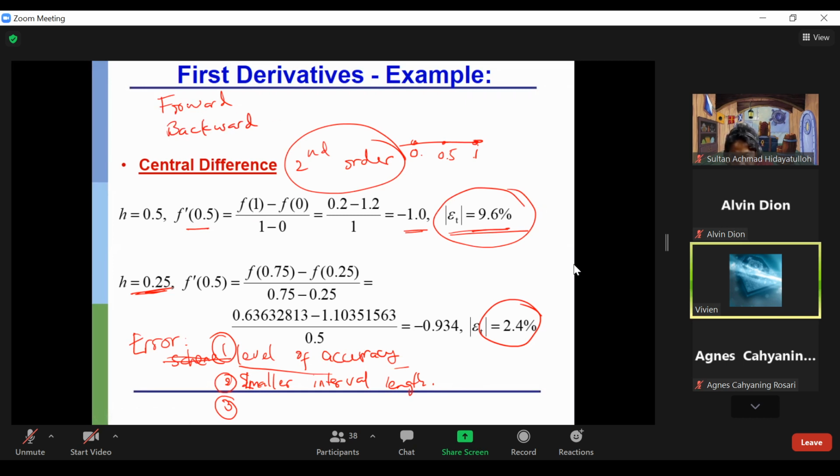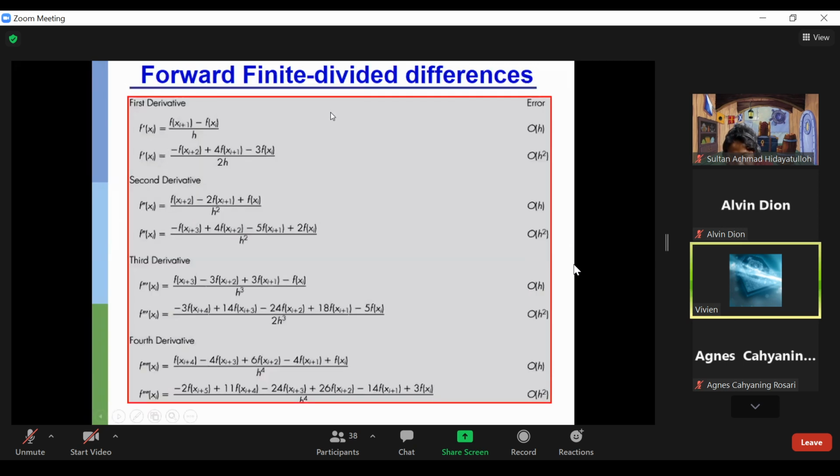So if we want to test the forward scheme, we also test it with the second order forward scheme, and also the backward second order scheme, so that we will try to test it. So this is the equation that we can use. This is tabulated in chapter 23, so you can see this in the book.